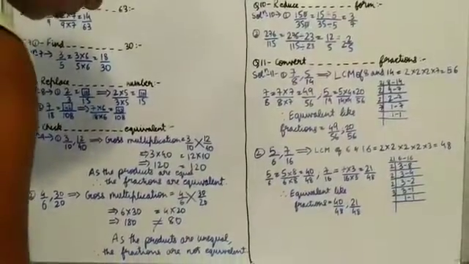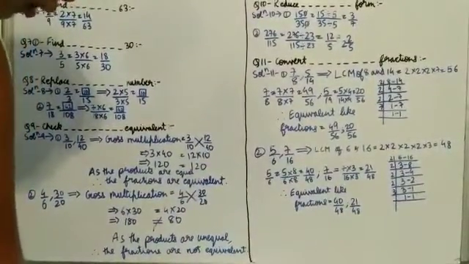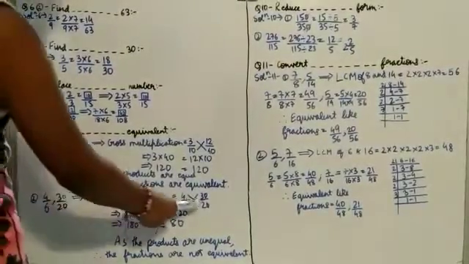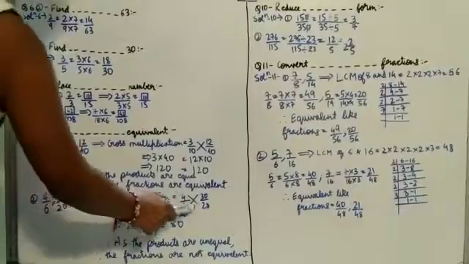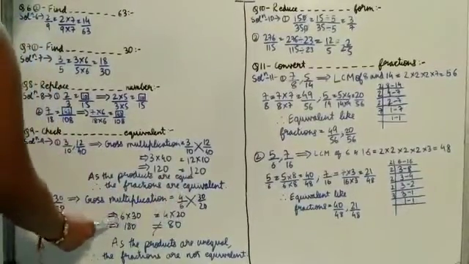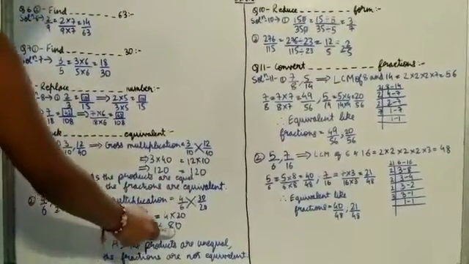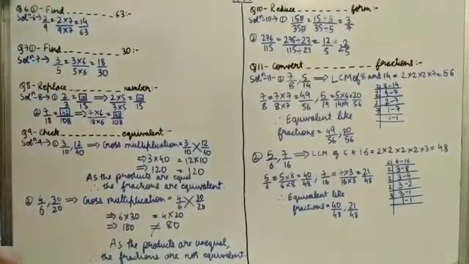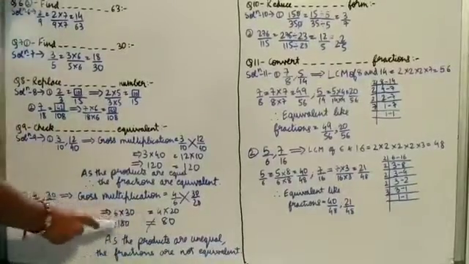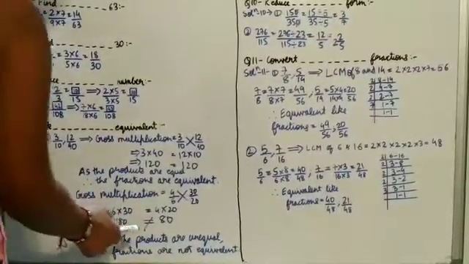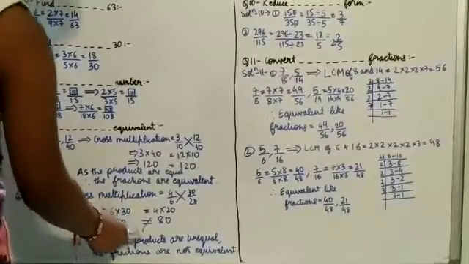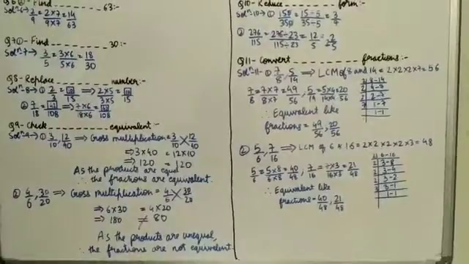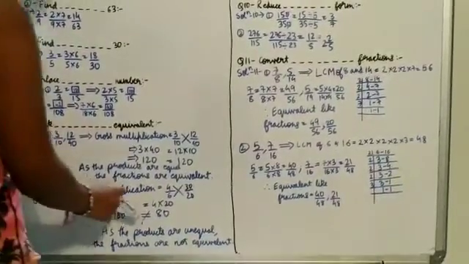Now the second one is 4 upon 6 and 30 upon 20. Again cross multiplication. 6 into 30 and 4 into 20. It will be 180 and 80. 4 twenties are 80 and 6 thirties are 180. So 180 and 80, the products are not equal. As the products are unequal, the fractions are not equivalent. So this was the answer.